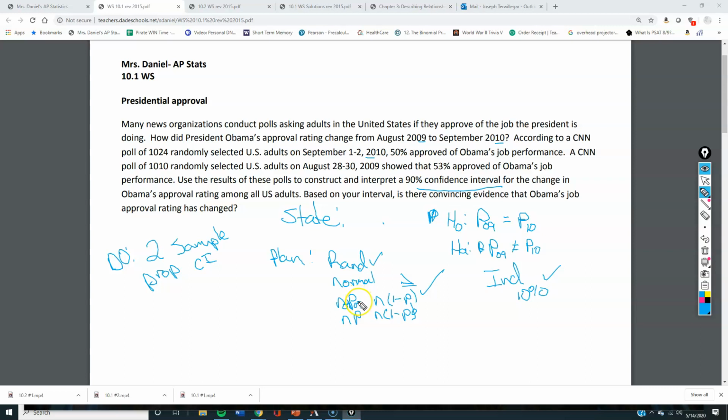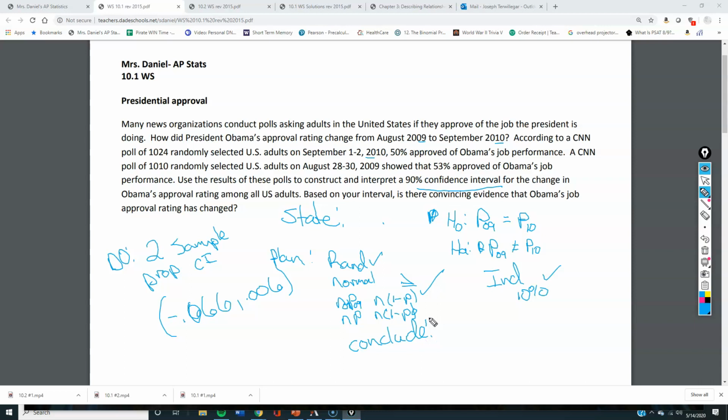And we're back. I got a confidence interval of negative 0.066 to 0.006. And now for conclude.